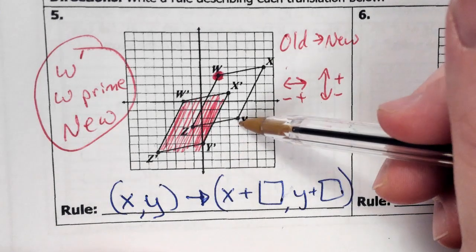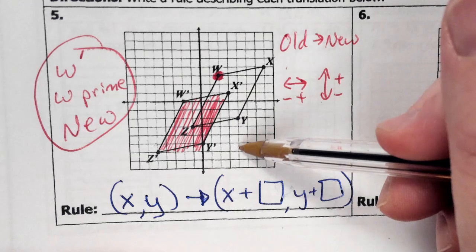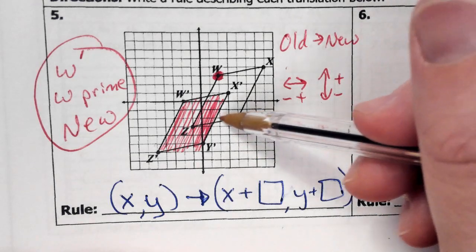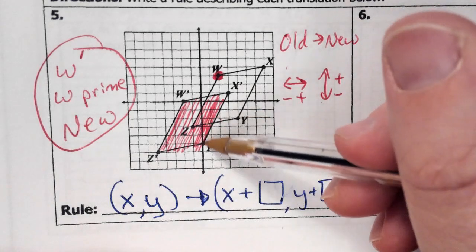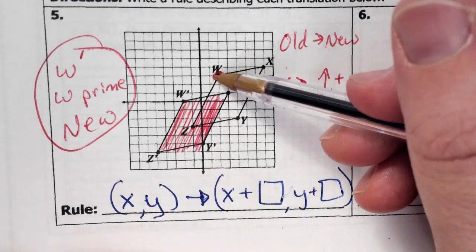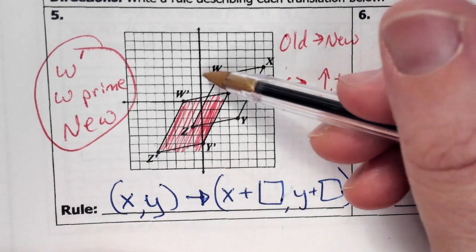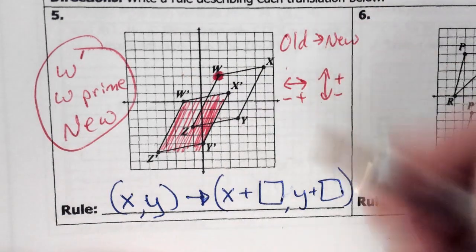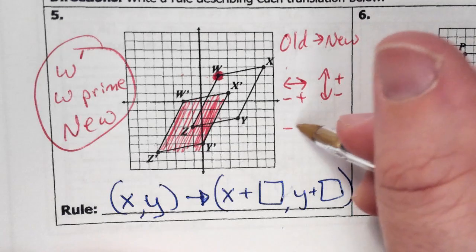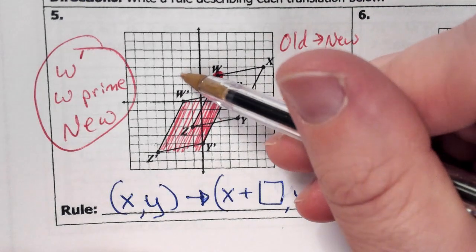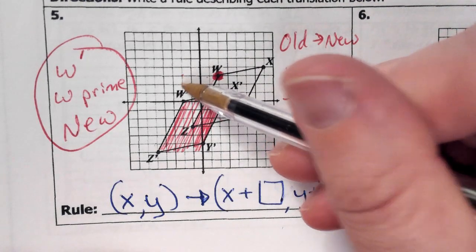A lot of people go down first. No. You have to go left. We would have to go left, then down. All right, so W, I would go left. So that's negative 1, 2, 3, 4. So I went negative 4, and then I went down negative 1, 2, 3.